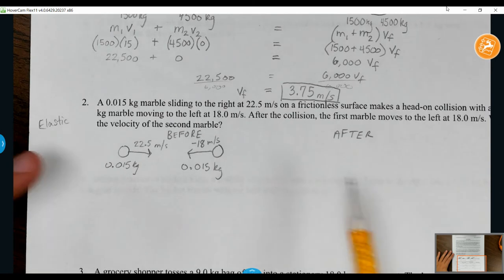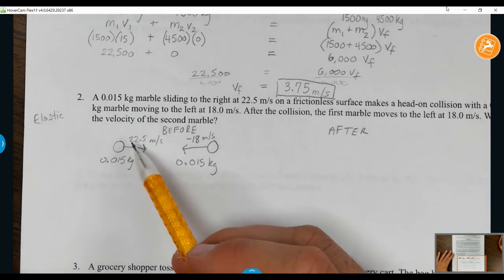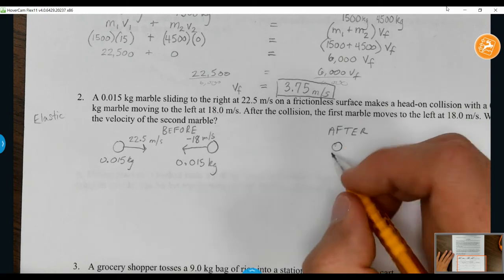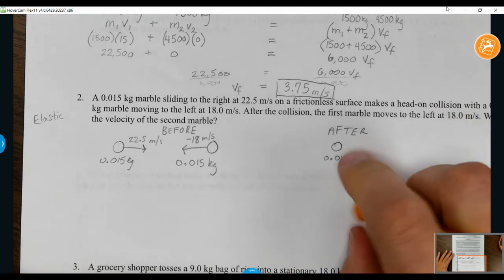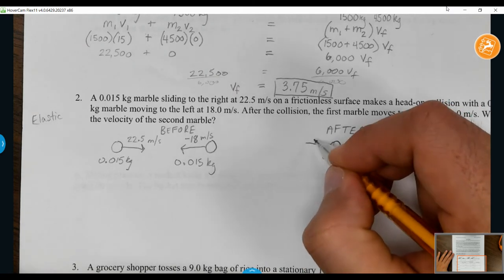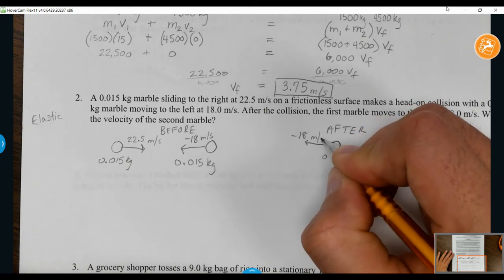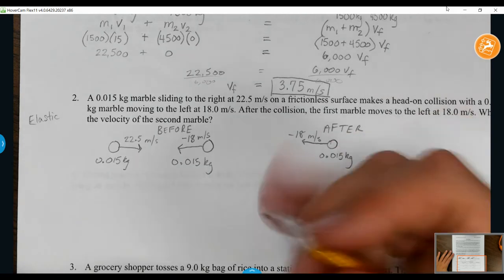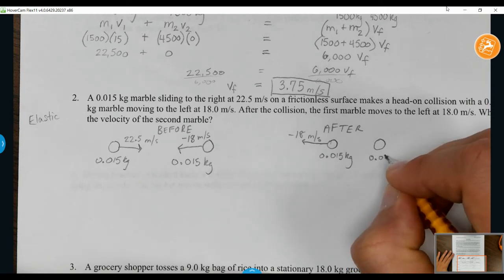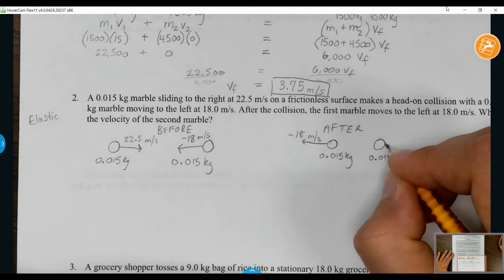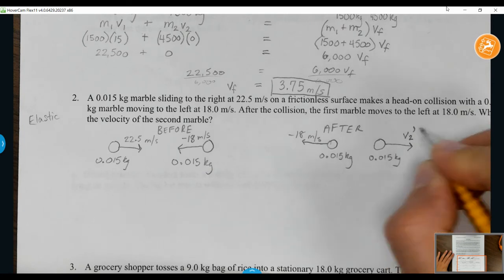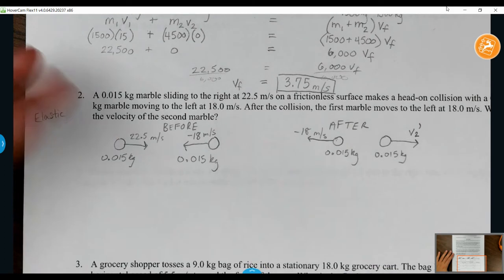So this is what's going to happen. They're going to hit each other, and then they're going to bounce off because it says the first marble now moves to the left after this collision. So after the collision, that is not a 2. It should not be there. The mass didn't change, but this guy's velocity did. It is now negative 18 meters per second because it's telling us it moves to the left. The other marble again has the same mass. Mass doesn't change. We need to find the velocity of the second object after the collision, v2 prime.